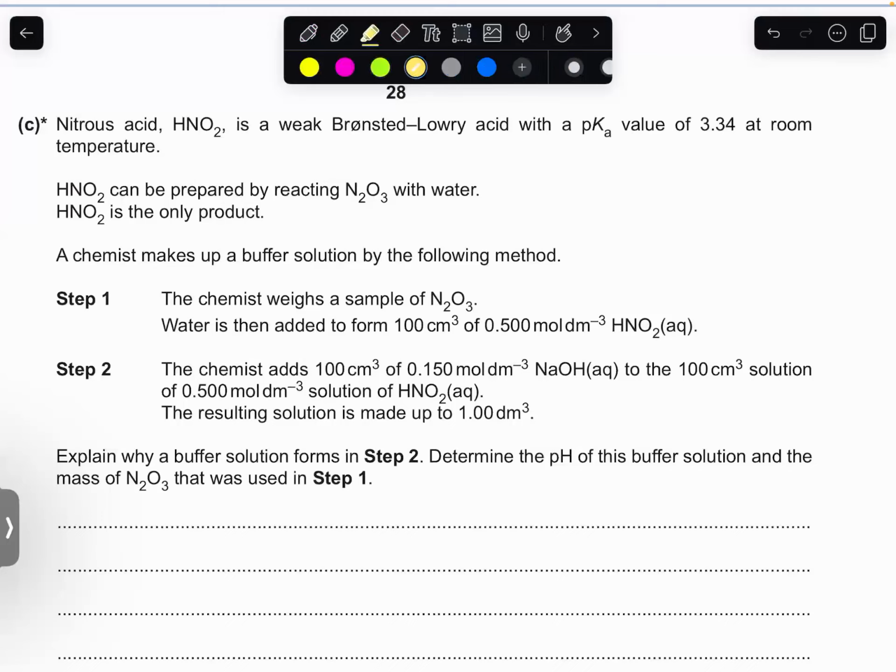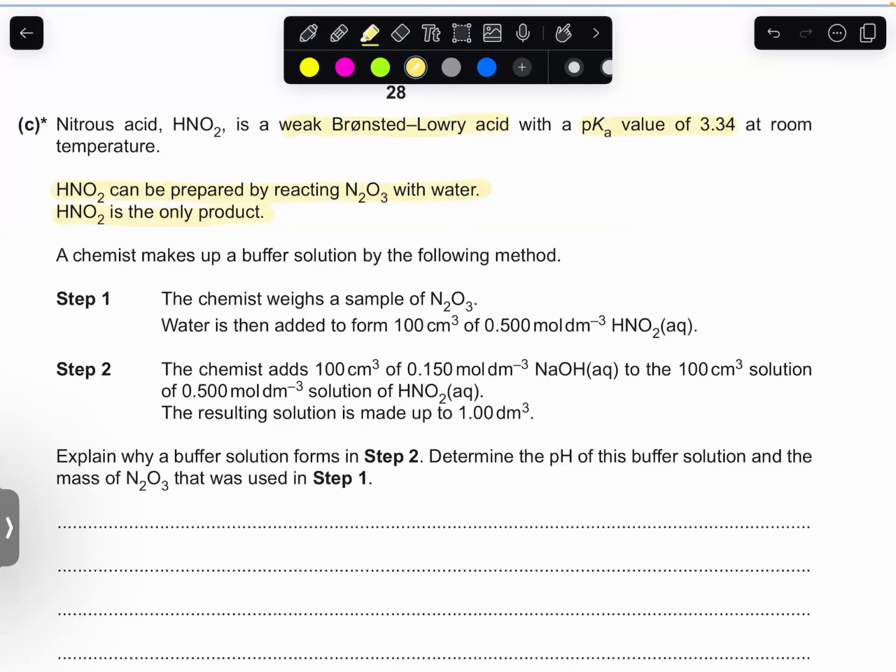information. Nitrous acid is a weak acid, and it's got a pKa value of 3.34. HNO2 can be prepared by reacting that with water. I don't know if we're going to need that. Oh, maybe we will need that. So you got N2O3 reacting with water. HNO2 is the only product.